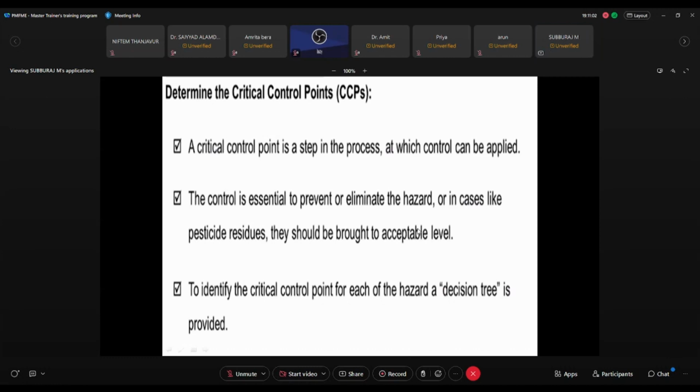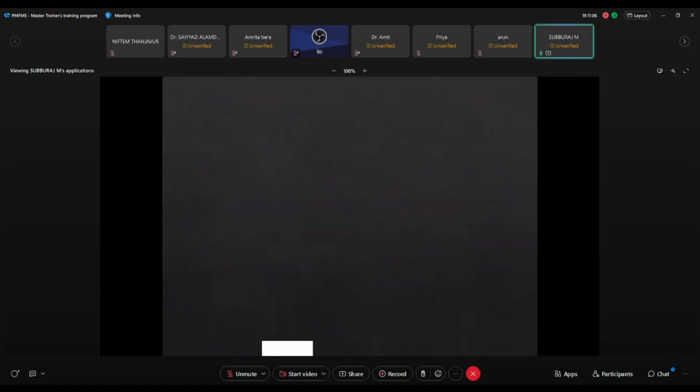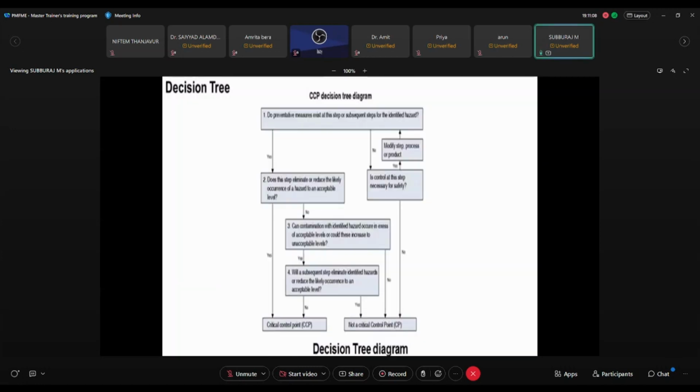Then you have to go for this. So let us see the decision tree, and then you will get the idea. This is a CCP decision tree program. For example, I already told that in milk we have physical, chemical, and biological hazards. Here, I am putting a filter. Filter means one sieve I am putting. Why? For the physical hazard, to remove the physical contamination. Then I will go with the CCP decision tree diagram.